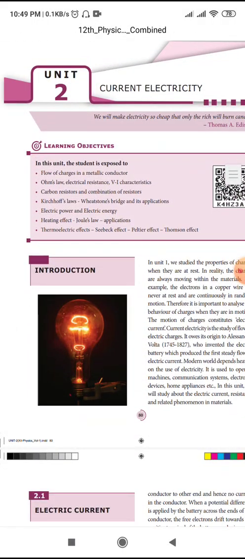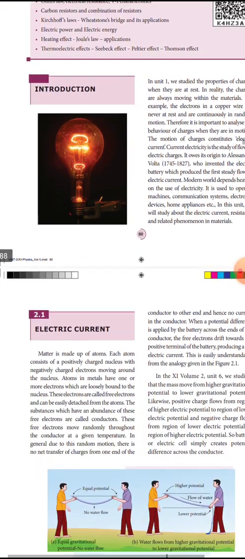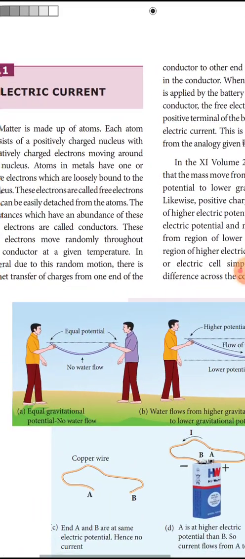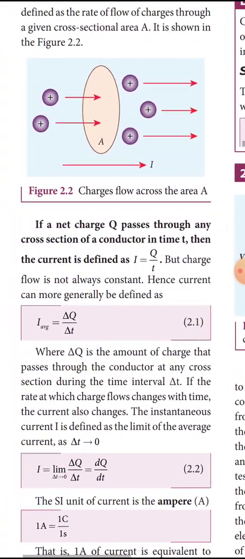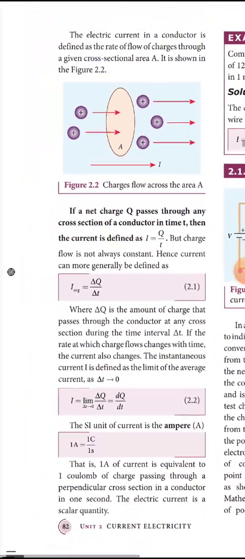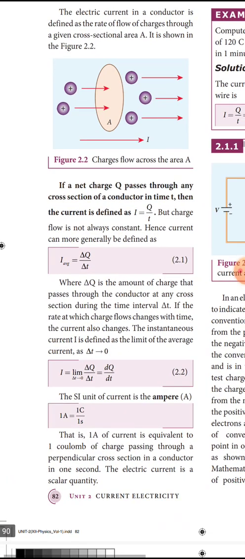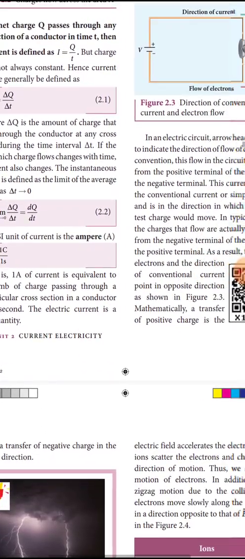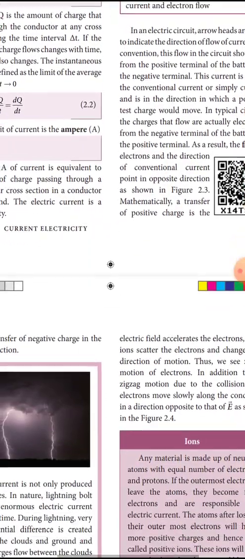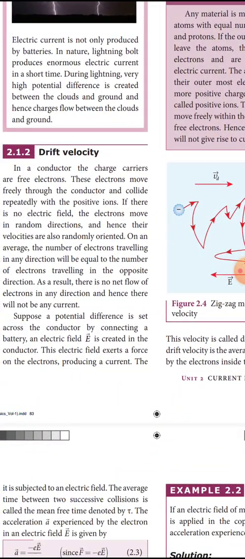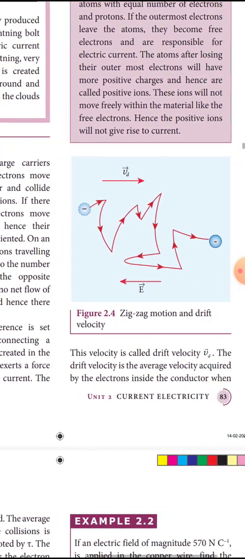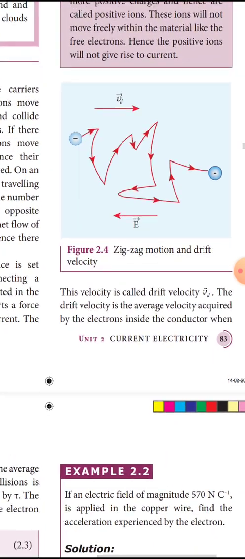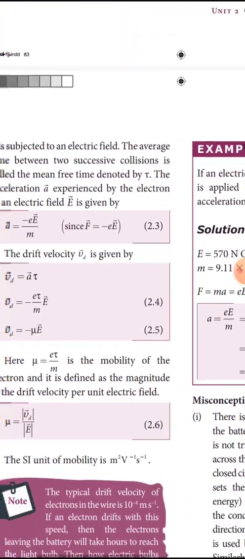current electricity. So in current electricity, you have to define what is electric current. Then current is defined as I is equal to Q by t. Now write that definition. The unit for current is ampere. And next, drift velocity. You have to define what is drift velocity. Drift velocity is the average velocity acquired by the electrons inside the conductor.